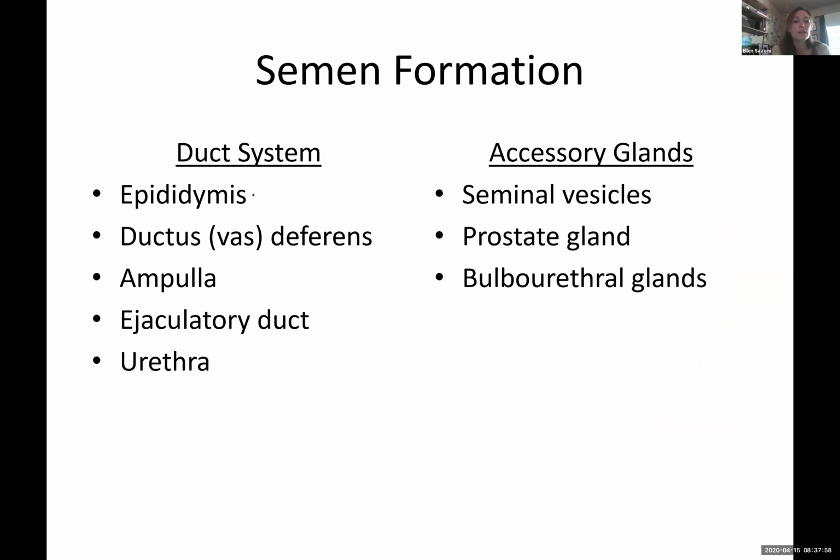So we know the epididymis is where sperm are matured. We know the ductus or vas deferens brings the sperm up into the body, up over the bladder, and the very end of the vas deferens where sperm is stored is called the ampulla. At the moment of ejaculation, we go the rest of the way out. It goes through the ejaculatory duct, which is in the prostate, and then through the 3 levels of the urethra.